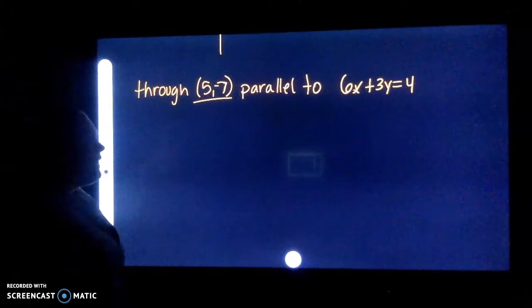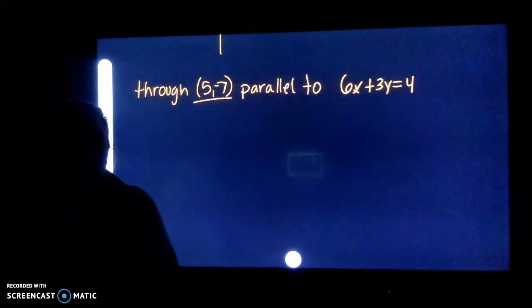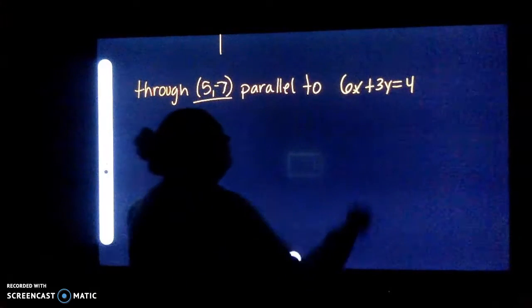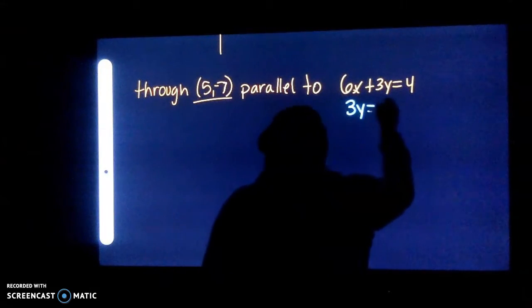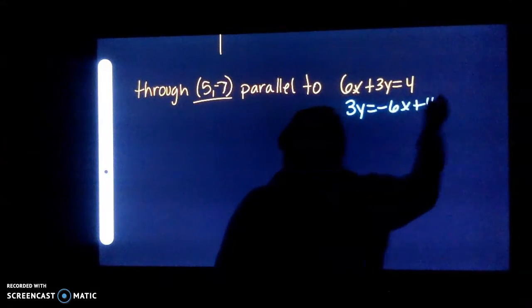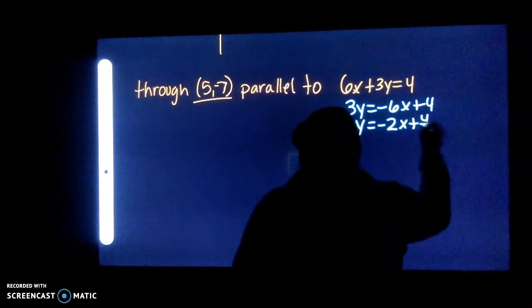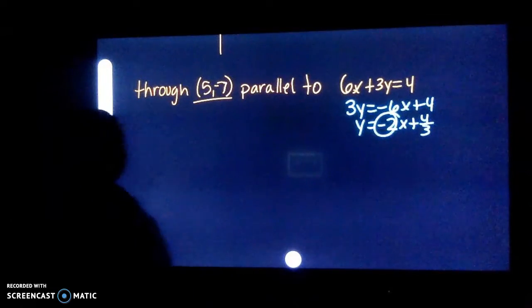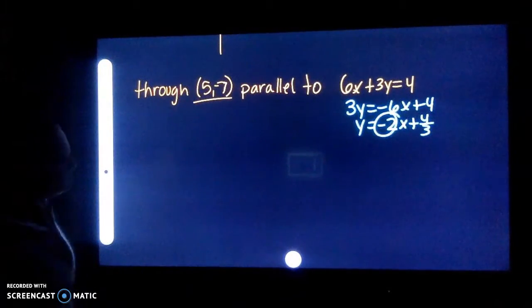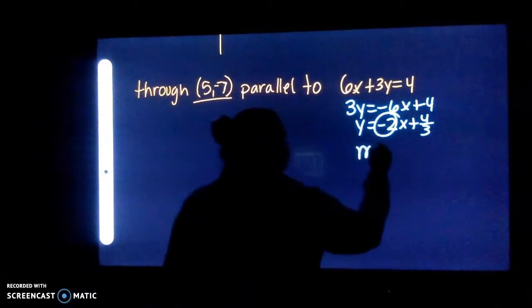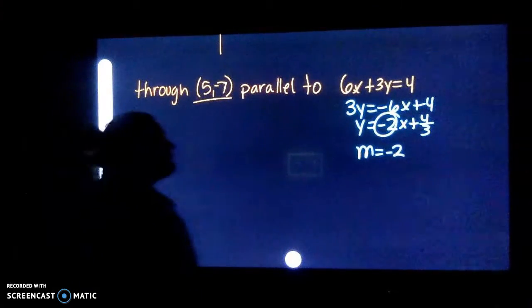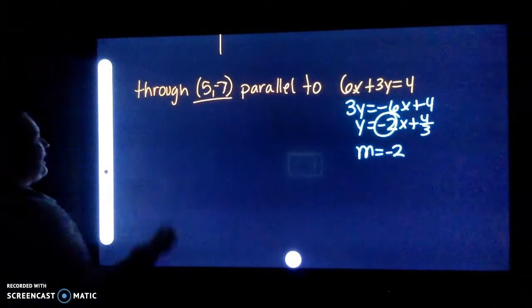To do that, I don't have a second point to go off of, so I'm just going to put this in slope-intercept form. So I'm going to subtract the 6x over and divide everything by 3. The number in front of x is our slope, so here that's -2. My line will also have a slope of -2 since it's parallel to that one.